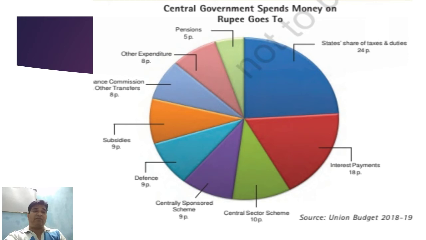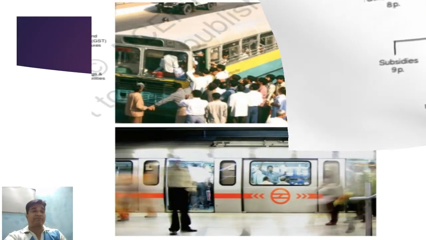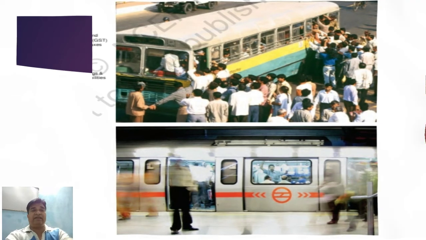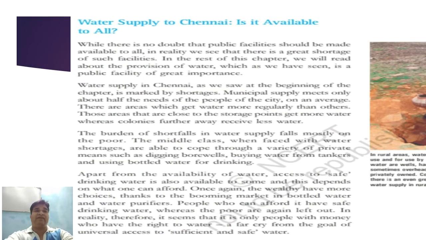Another example you can see by means of a picture is how the central government is using its money. In different areas it is divided how the money will be spent. Another example of a public facility: in the first picture you can see a public bus and so many people standing to sit in that bus. Another example is the metro rail. These are examples of public facilities.